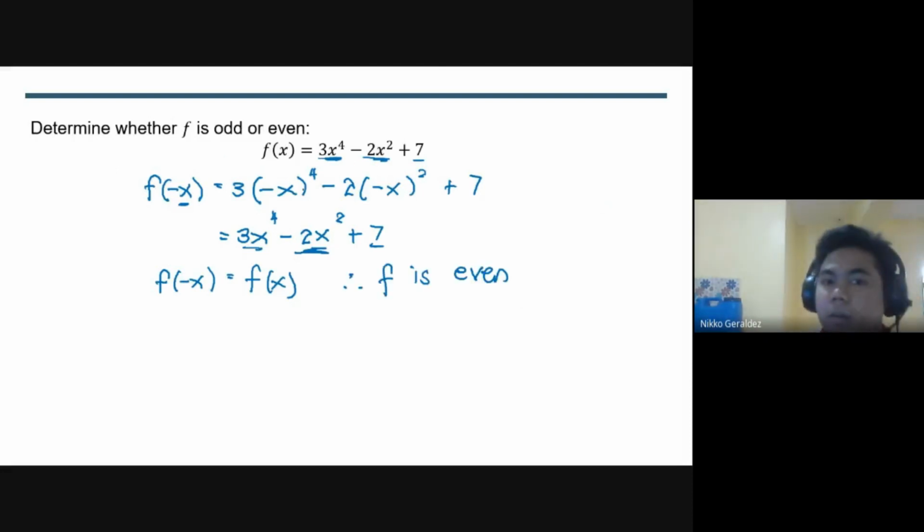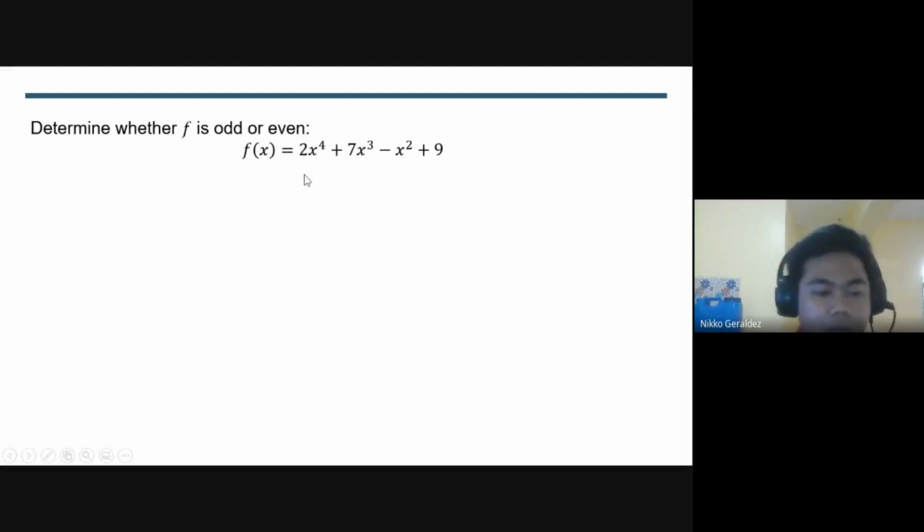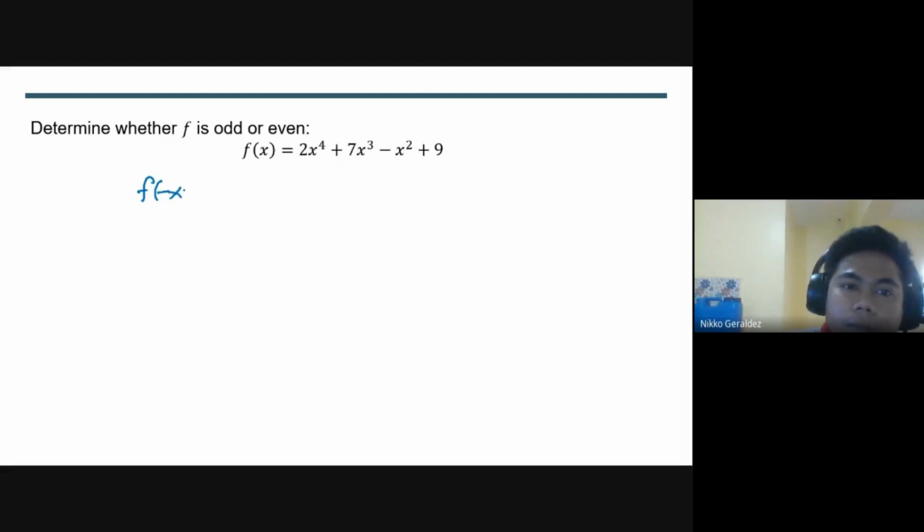f is an even function. Next, f of x equal to 2x raised to 4 plus 7x cubed minus x squared plus 9. Determine if the function is odd or even. So anong unang gagawin? Evaluate at negative x.